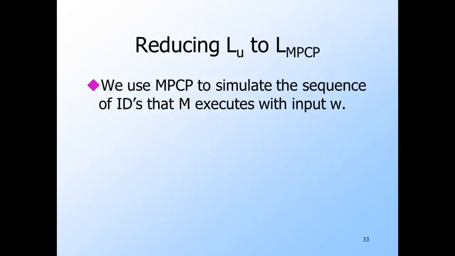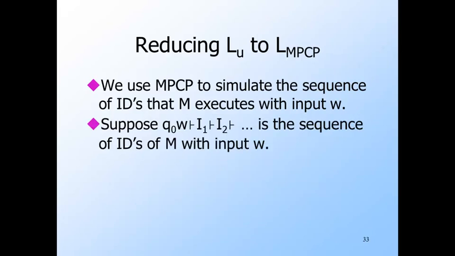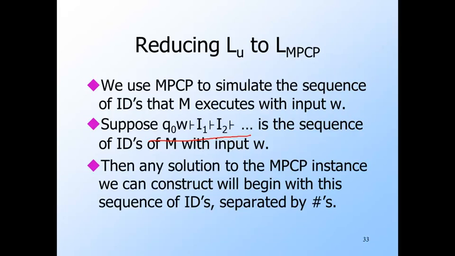Given an instance M and w of L sub U, we'll convert this to an instance of MPCP whose only possible solutions yield strings that represent the sequence of IDs that M enters when its input is w. More precisely, suppose this is a sequence of IDs that M enters, starting with the initial ID with input w. Then any solution to the constructed MPCP instance will yield a pair of strings that begin with the sequence of IDs separated by pound signs.